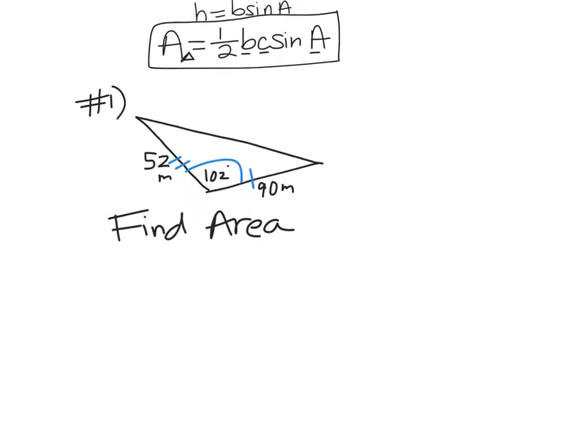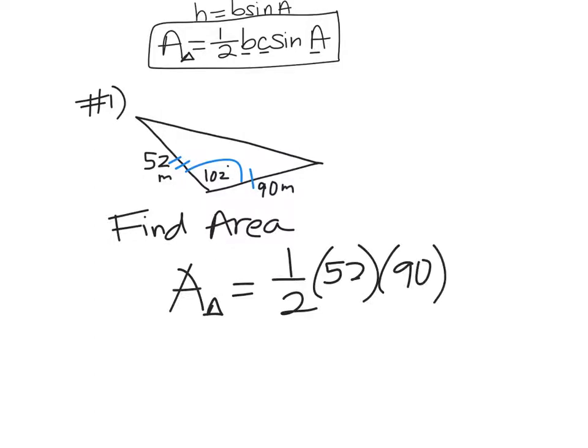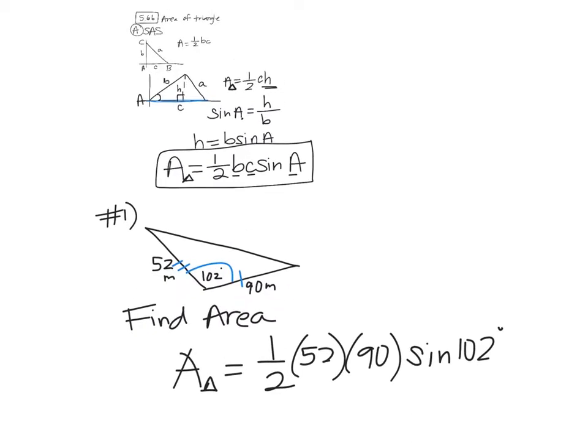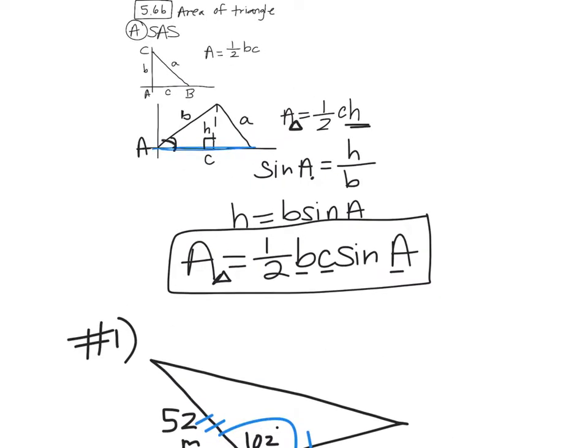So here we go. Area of the triangle equals 1/2 BC, so 1/2 times each side, 52 and 90. So each side on the other side of the angle. And then it's sine of 102. I think the biggest mistake people will make on the quiz on Monday is they'll put cosine of 102 by accident. It's sine because the sine is h over b.